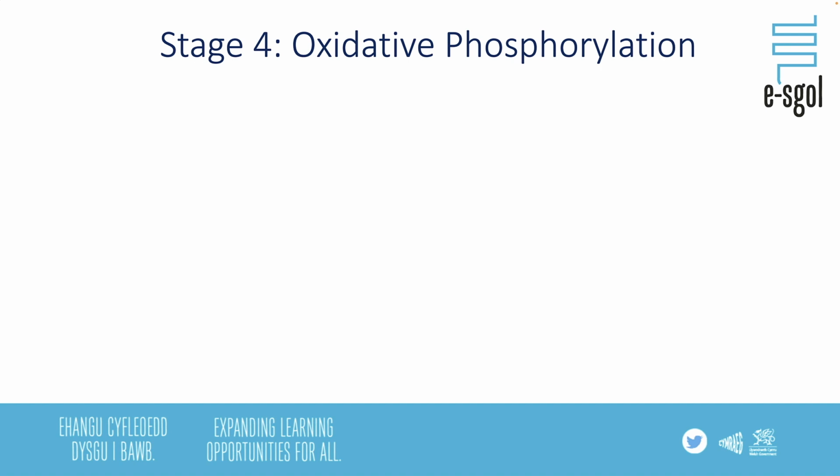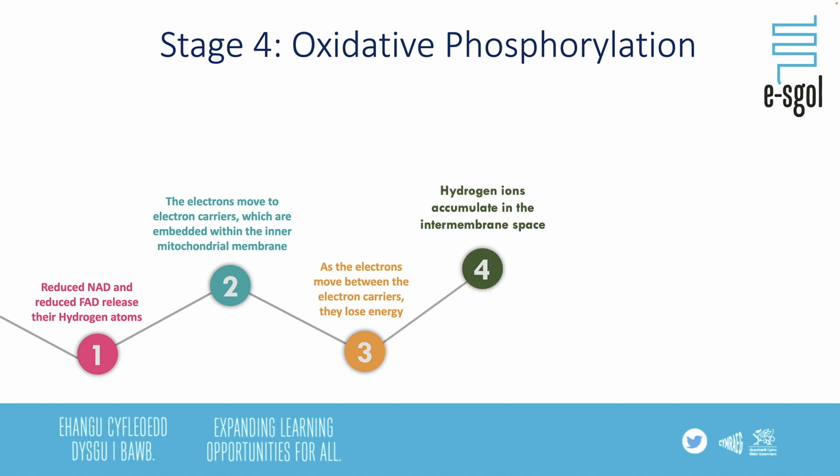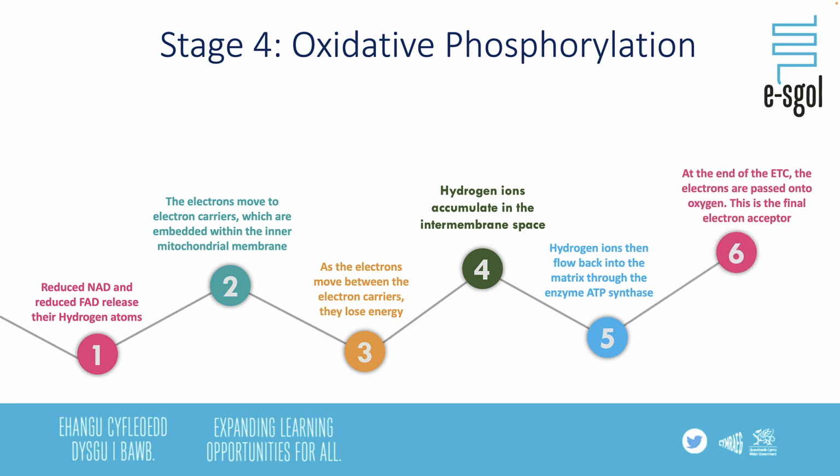Now we'll look in more detail at the process of oxidative phosphorylation. The reduced NAD and reduced FAD from the previous stages release their hydrogen atoms. The electrons move to electron carriers, which are embedded within the inner mitochondrial membrane. Energy is lost as electrons move between the electron carriers. Hydrogen ions accumulate in the intermembrane space. The hydrogen ions then flow back into the matrix through the enzyme ATP synthase. At the end of the electron transport chain, the electrons are passed on to oxygen, the final electron acceptor.